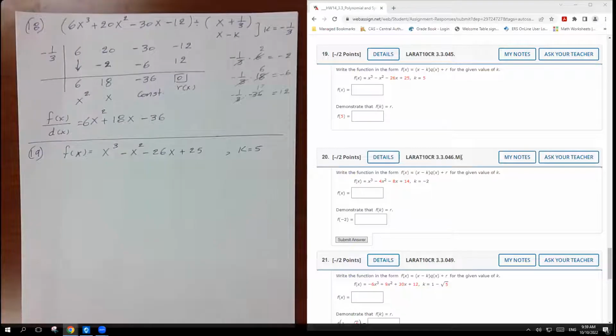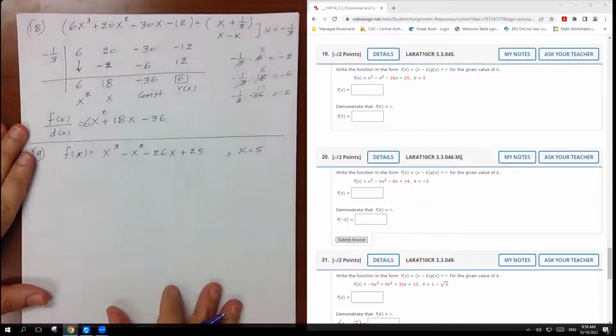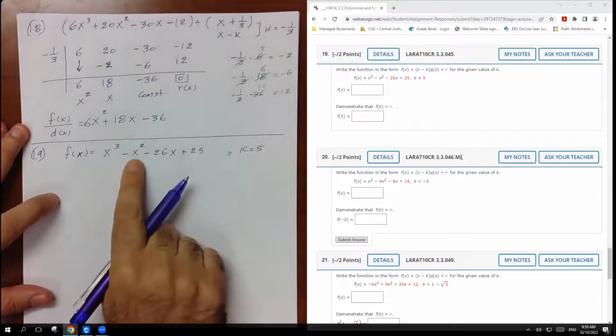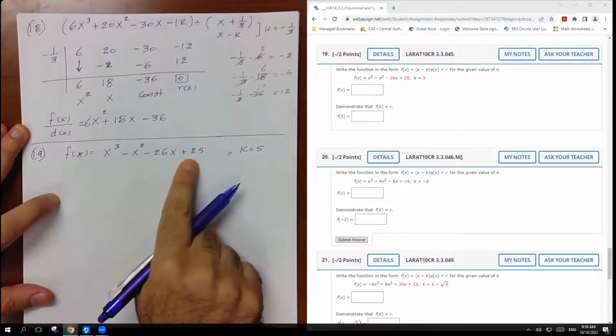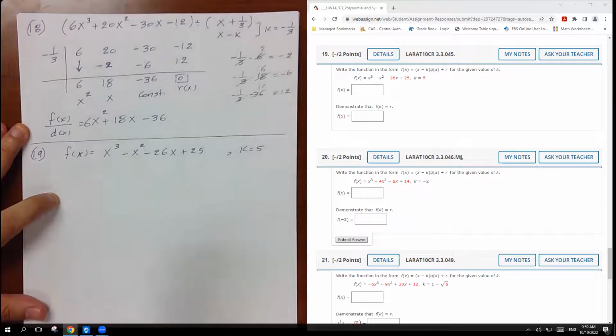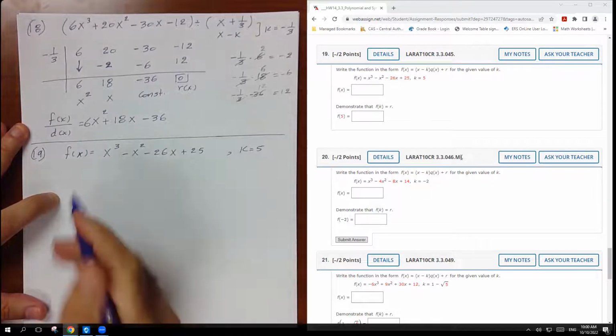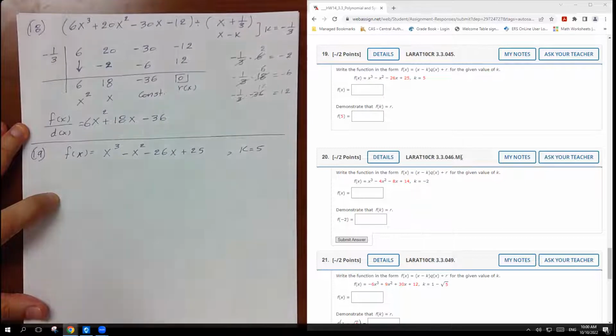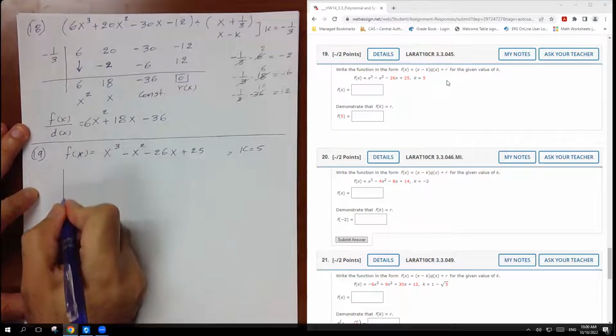If you look at example 19, we have x cubed minus x squared minus 26x plus 25. Now they're telling you k equals 5, so we're just going to use k. There is no missing term here. And they're telling you to write the function in the form of x minus k times q of x, which is the quotient, plus r, the remainder.